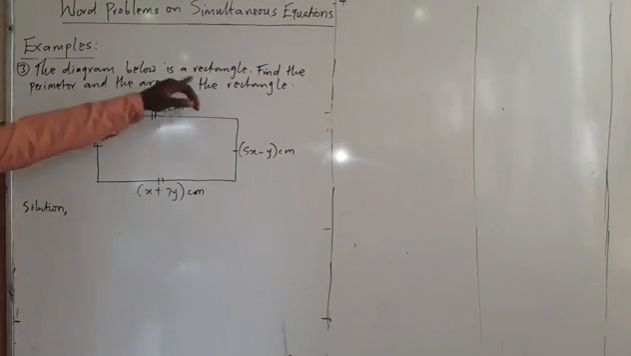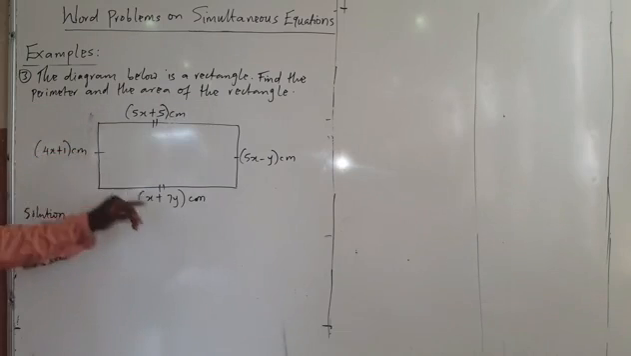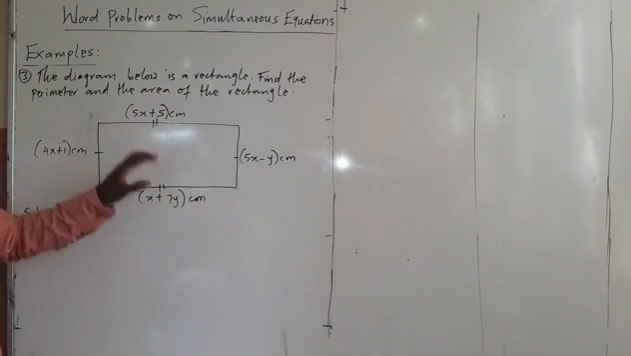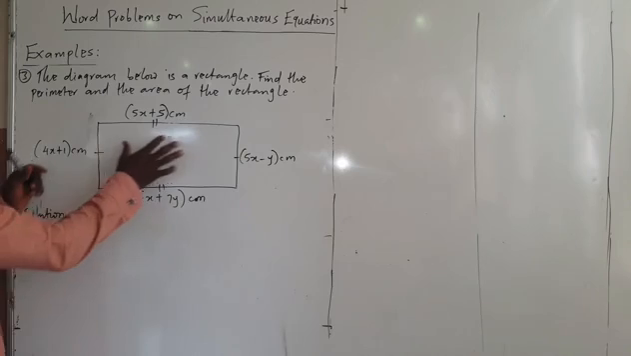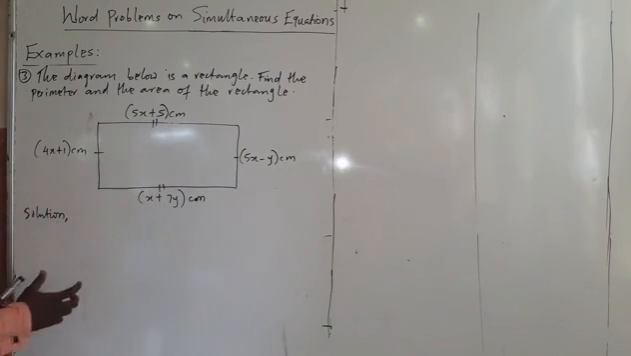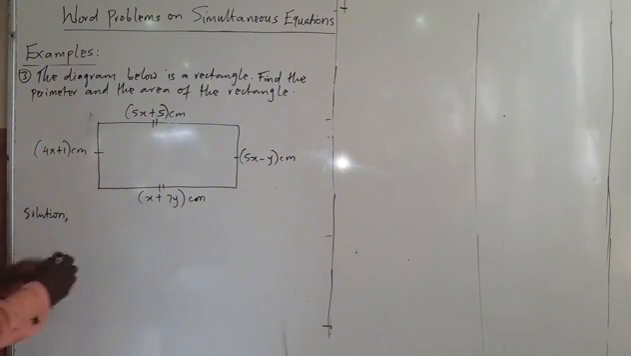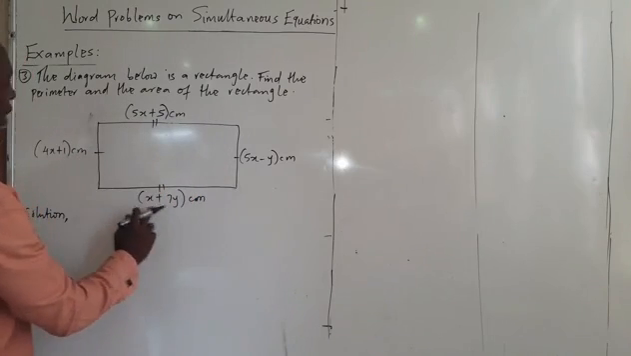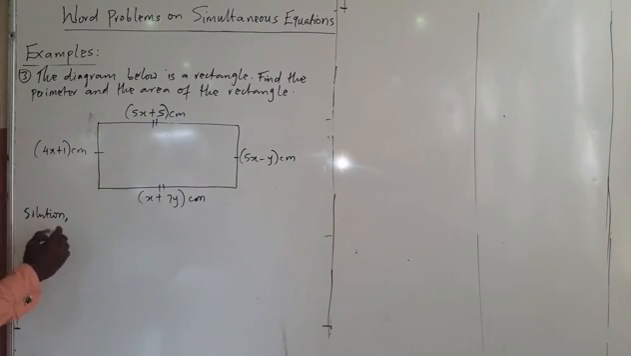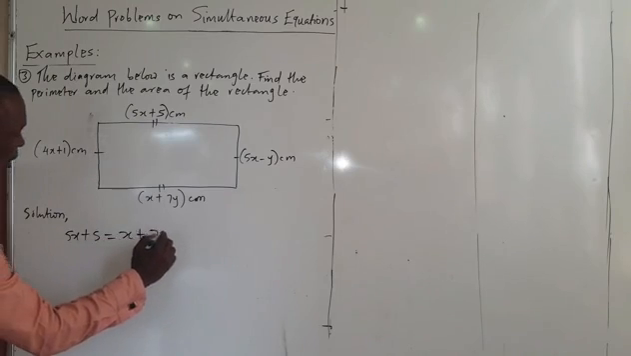Question 3 says the diagram below is a rectangle. Find the perimeter and the area of the rectangle. So to get the perimeter and the area, we must know the length and the breadth, which means we must know the value of x and y. Since the figure given is a rectangle, one of the properties is that the opposite sides of a rectangle are equal. It means the length, which is 5x plus 5, equals the length x plus 7y. So therefore, 5x plus 5 equals x plus 7y.